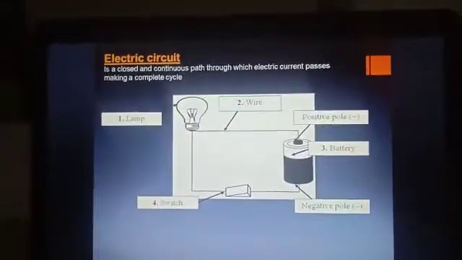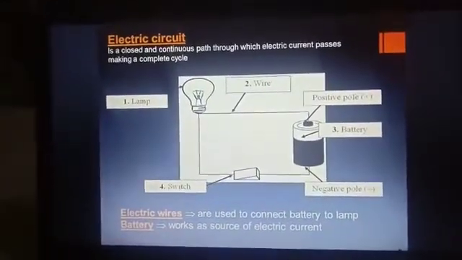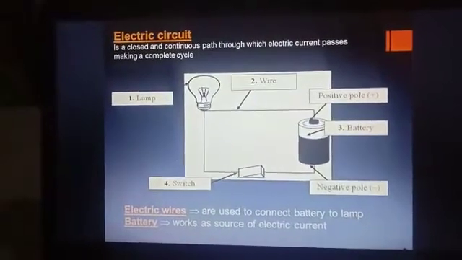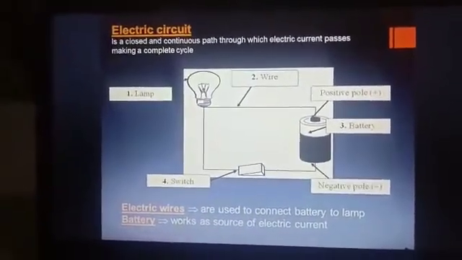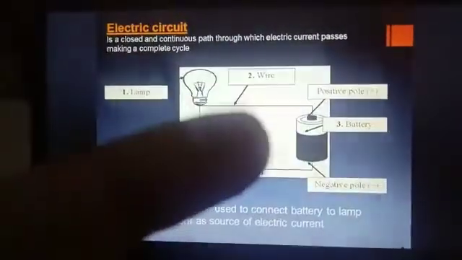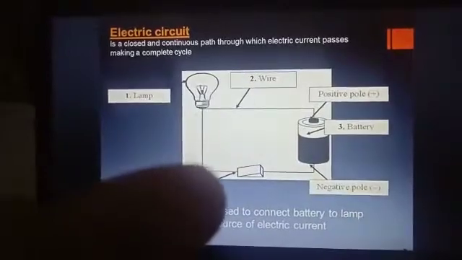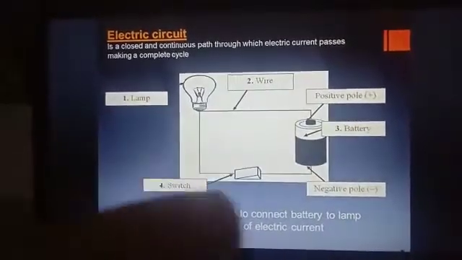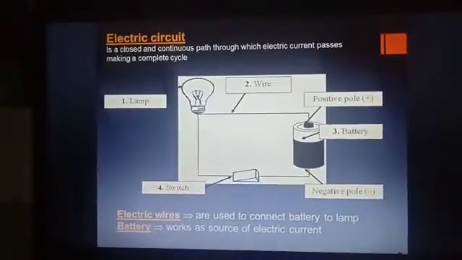So, what is the function of the battery? The battery is a source of electric current. And the electric wires are used to connect the battery to the lamp. So battery, wires and lamp, and switch. If we close the switch, the electric current will pass to the lamp and it will heat up and light.